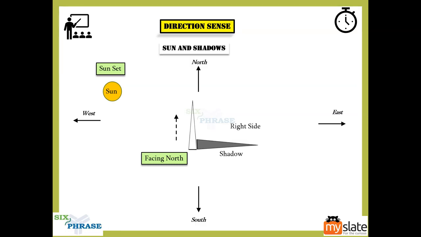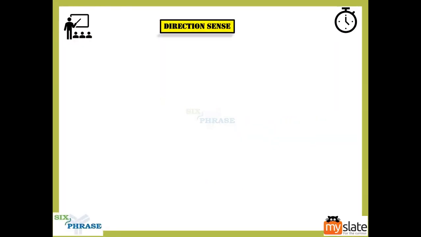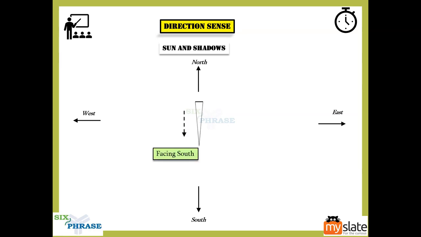What happens when the object is facing south? Like in this case, guys, here the object is facing south. Where is the sun? The sun is setting. Now where do you think the shadow for this object will be? Will it be on the right hand side or the left hand side? Because the sun is setting, it will be towards the left hand side. So this is where the shadow comes up.